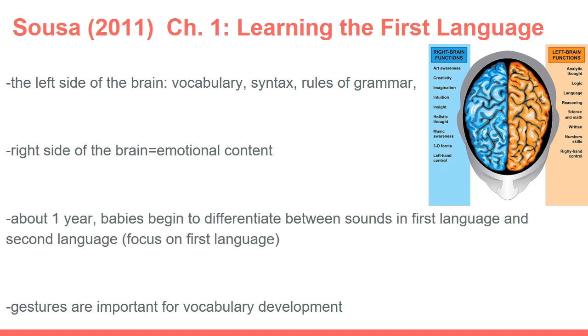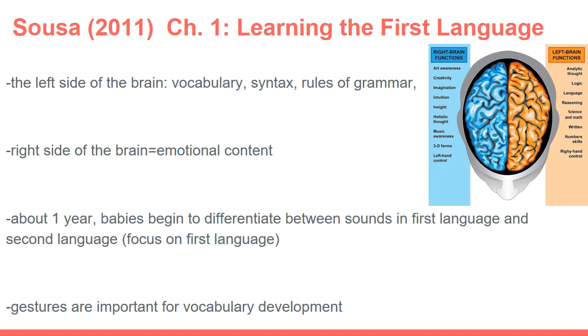Sousa explains that the left side of the brain is normally what we consider the language side. Not every single part, but that is the side that controls the vocabulary, syntax, which is how a sentence is set up, the structure of it, for example subject, verb, object, and also the rules of grammar. All of those things are stored in the left side of the brain. On the right side of the brain, there is an aspect that contributes to language, and that is the part that controls emotional content. So the emotion people use when they're speaking or communicating comes from the right side of the brain.